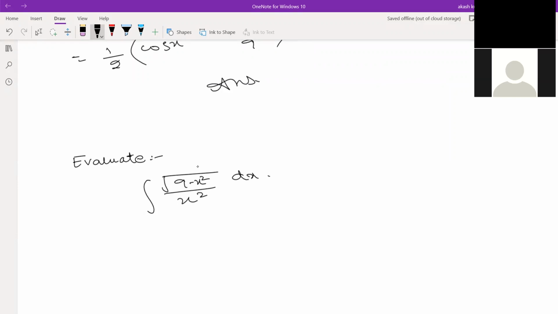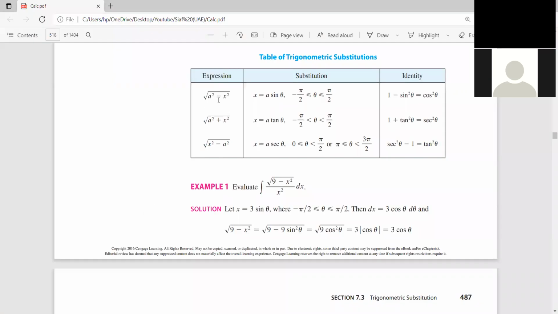Our function is square root of 9 minus x square. Let's see which expression, which substitution, we can apply. 9 minus x square: can we apply this expression? Because this is in plus form, we can't apply this. Here x square is positive, so we can't apply this. So the only option is that we should apply x square minus a square.